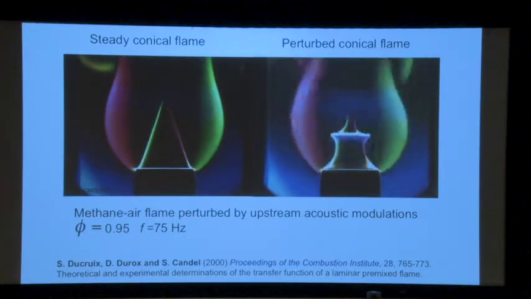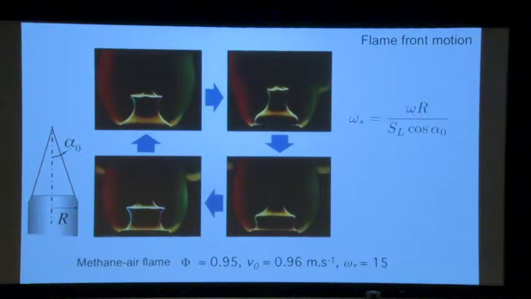So for the conical flame, you have a process like that. You go from this, you get to here, there, and you come back, and you have this cycle. And it's always interesting to use dimensionless quantities. What is the dimensionless quantity here? Omega r divided by the laminar burning velocity. And it's also interesting to put here the half angle of the flame, cosine alpha 0. For example, this is omega star equal to 15. So instead of just using the frequency, you use the reduced frequency. It's better.